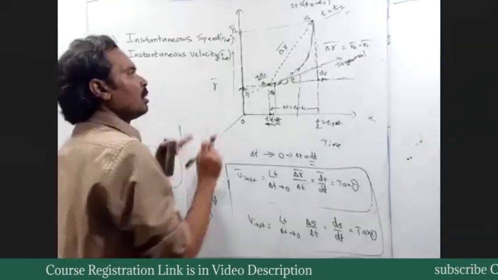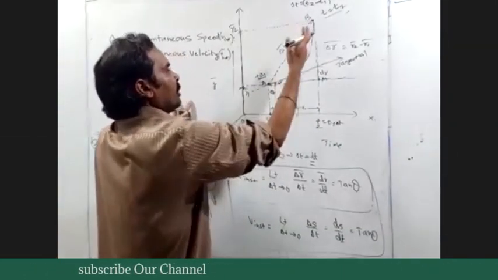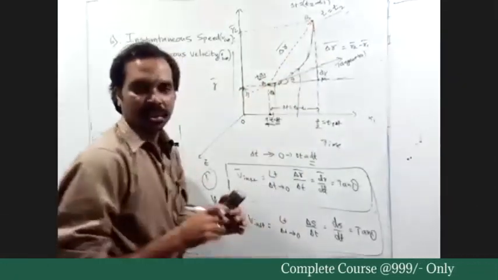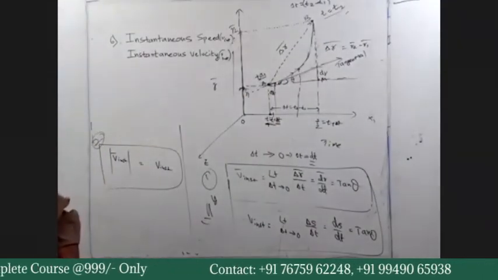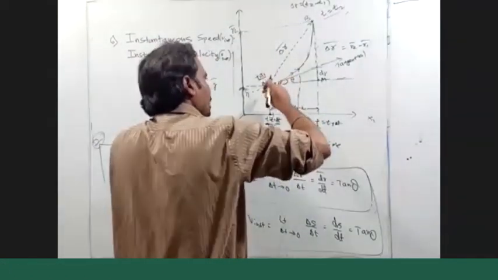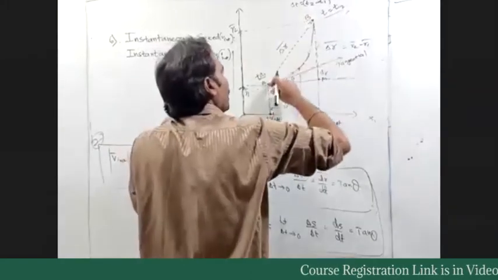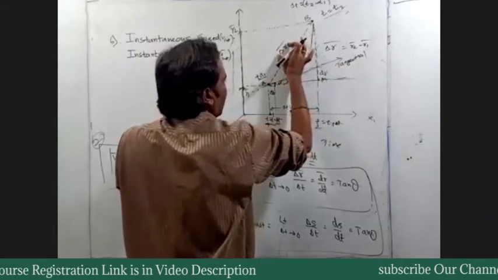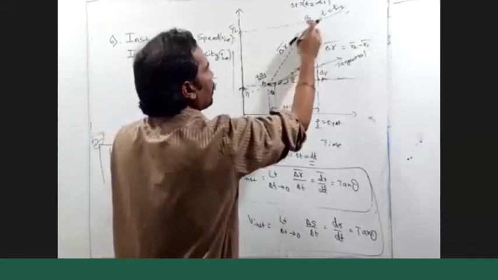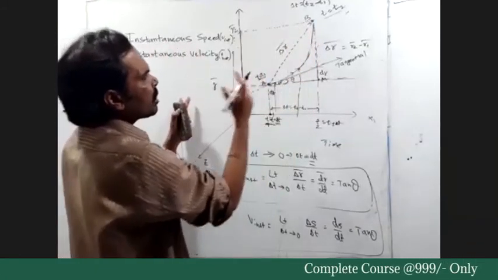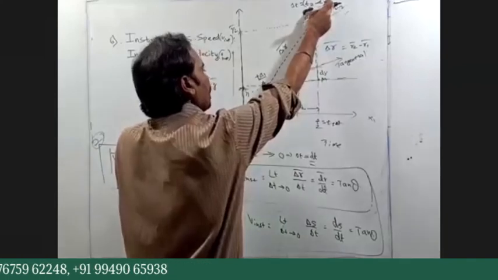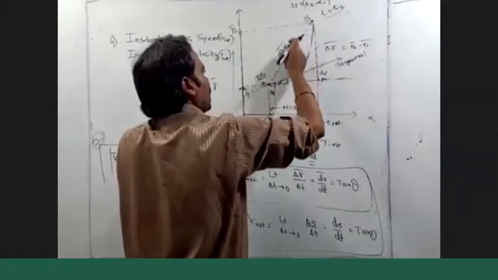Now see here, I am defining the change in position. The initial position is point A, and the final position is point B. So the change in position is from point A to point B. Therefore, I draw the vector from A to B. AB bar is the delta r bar, the change in position vector for the particle when going from A to B. That is for the time interval delta t. For the time interval delta t, the change in position is AB bar, delta r bar.